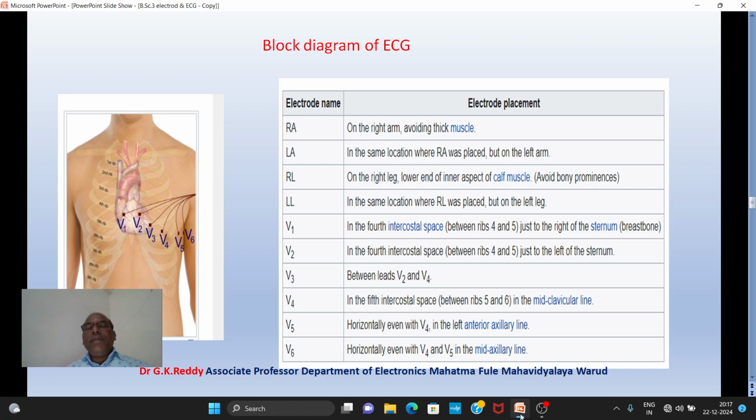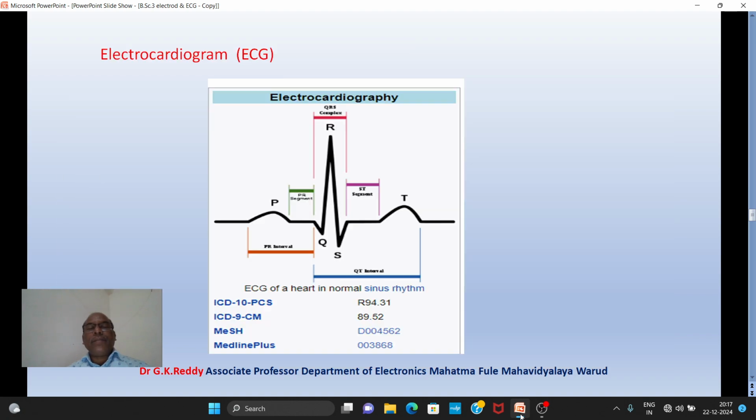Block diagram of ECG, in which this is RA on the right arm, avoiding the thick muscles. LA, that means left arm, in the same location where RA was placed but on the left arm. Then RL, LL, V1, V2, V3 up to V6. All these are different types of electrodes which we can connect to different parts of the heart.